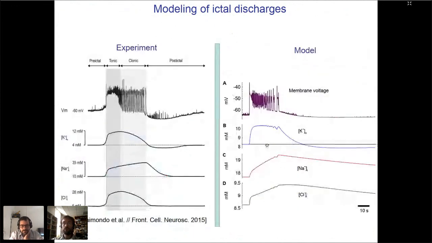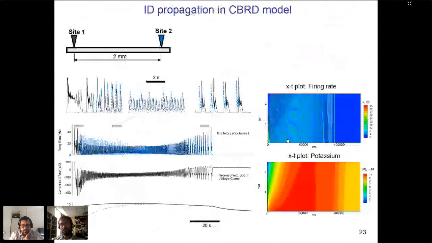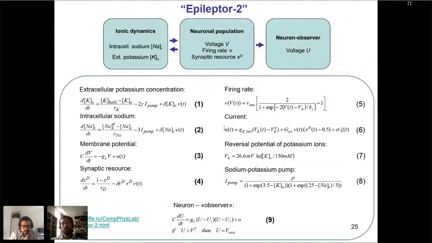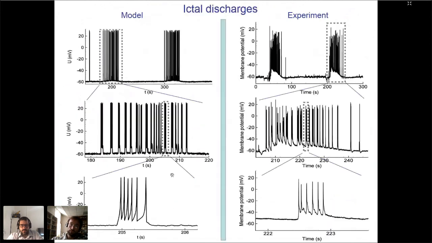we modeled the discharges in our complex model, with discharges, ionic dynamics and propagation, and a few words about the simple model. Our simple model, called Epileptor 2, is composed of four ordinary differential equations, and four main variables describe the main processes: potassium outside, chloride, sodium inside, depolarization and synaptic resource. And we add a neuron observer to this population model. And we see a pretty good comparison of the model with experiments.